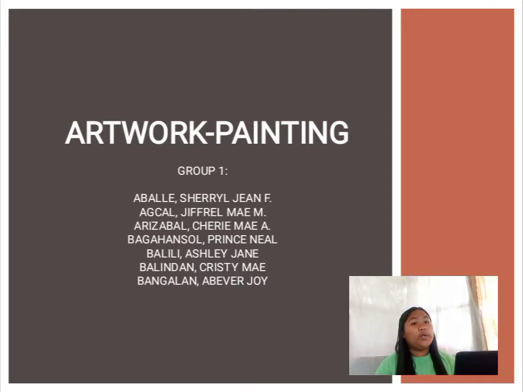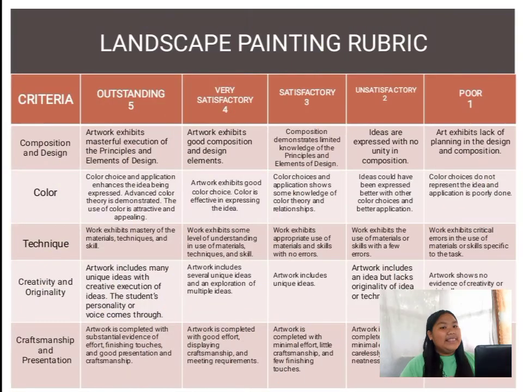Let's begin the discussion with the landscape painting rubric. The landscape painting rubric has 5 criteria, and the students' artworks will be rated as 5 outstanding, 4 very satisfactory, 3 satisfactory, 2 unsatisfactory, and 1 poor. Let's start with the first criteria, which is composition and design.